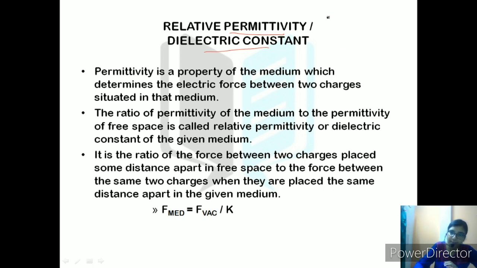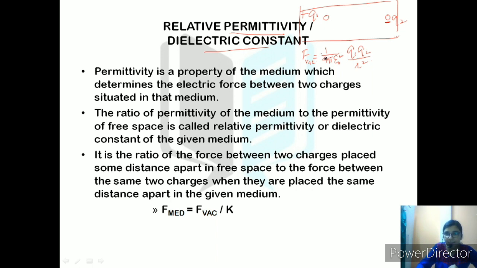So for that we'll consider two point charges Q1 and Q2. Suppose the first one is positive. For simplicity, to understand nicely, we'll consider the second one as negative. And we'll place this in vacuum. The medium is vacuum. Then what is the force between them by Coulomb's law? 1 by 4 pi epsilon naught, this is the permittivity of free space, Q1 Q2 by r square, right? This was the force in vacuum.